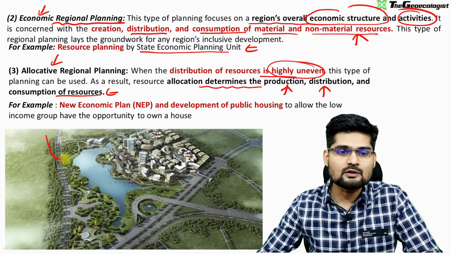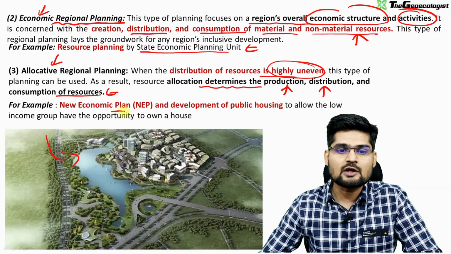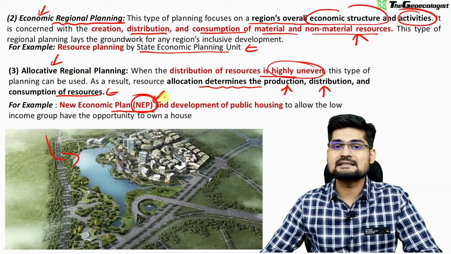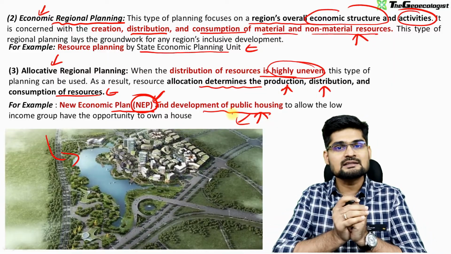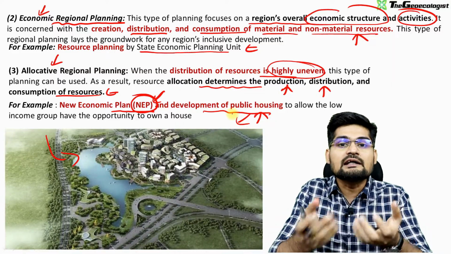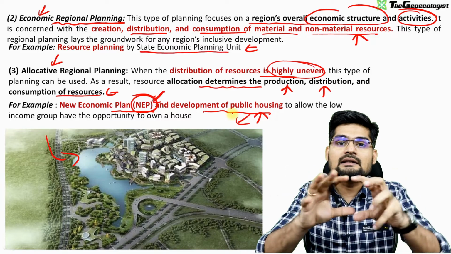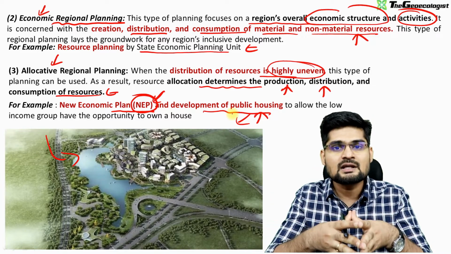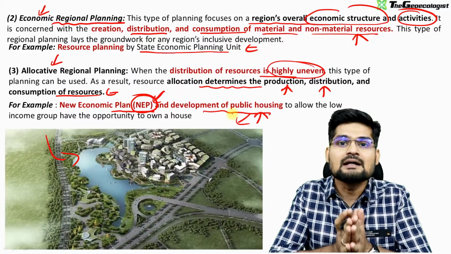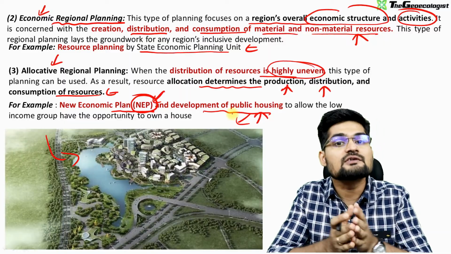So what do we allocate in what region? A new economic plan, that is new economic policy, and development of public housing, infrastructure and several others are part of allocative planning. It is allocated in a given timeline that particular portions, particular areas of that region have to be developed in a particular aspect in terms of allocation of resources.